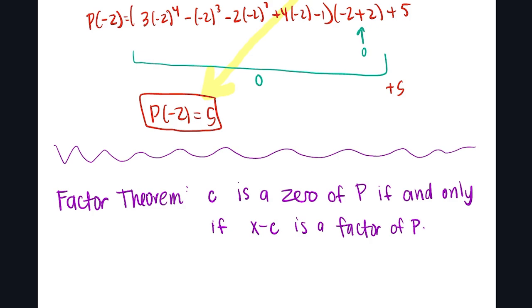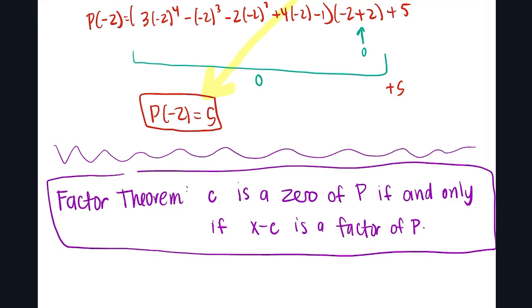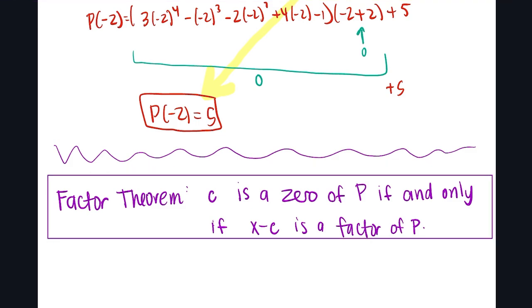So this if and only if statement means that it goes both ways, where I can start with what's after the if and only if. So x minus C is a factor of P if C is a 0, or I can say C is a 0 if x minus C is a factor. So it goes both ways. If we took out the if and only if, and just said C is a 0 of P if x minus C is a factor, then it doesn't go both ways. But the if and only if means it goes both ways.